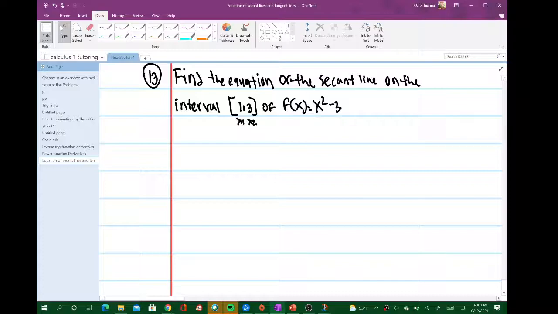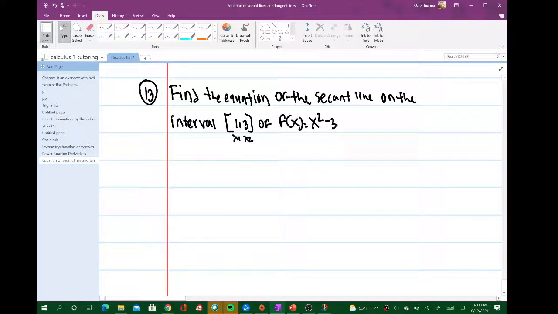It's in terms of x. The interval, anytime they give you an interval like this, it's always going to be in terms of x. Whenever they want to find a linear equation between any curve, yeah, it's always going to be in terms of x, this interval here.